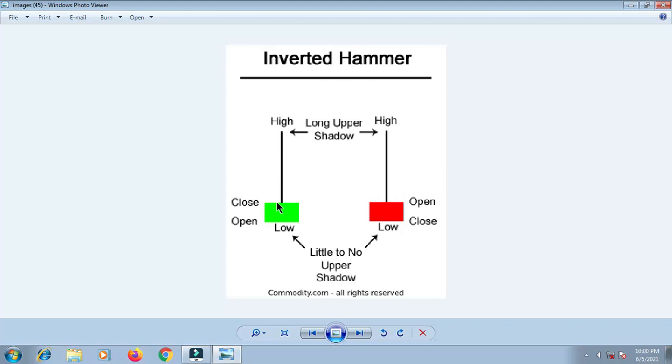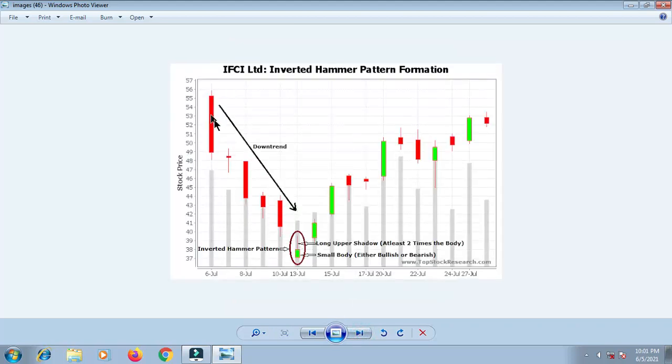In a hammer there was a body and the long lower wick, but in an inverted hammer the body is there and the long upper wick is there. So the names are different due to the pattern, but both are bullish patterns. See here, it is coming in a downtrend, so an inverted hammer.